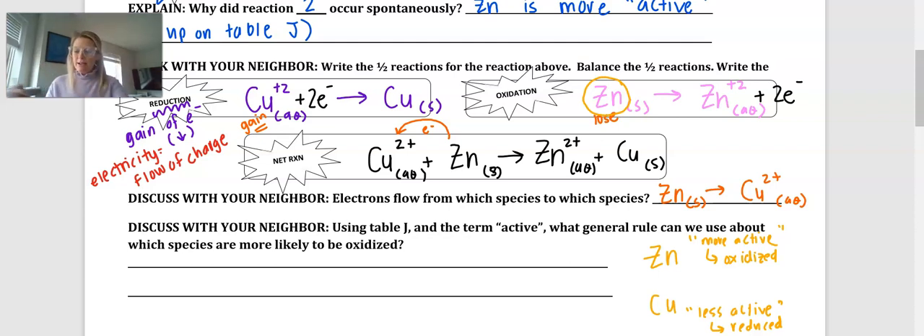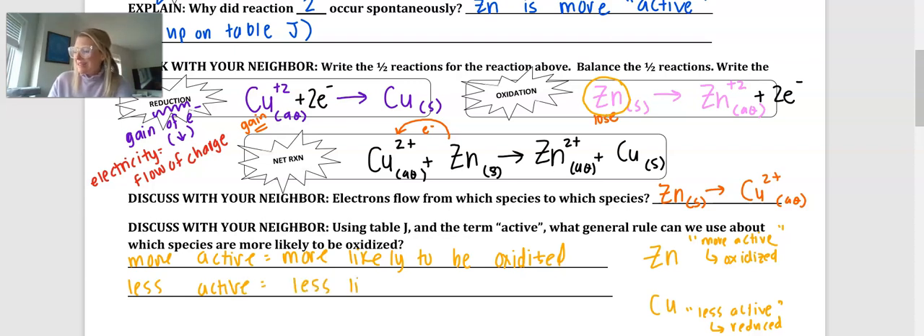So this should be a nice shortcut method now to double check if you're getting your oxidation reduction reactions correct. So more active equals more likely to be oxidized, and less active means less likely to be oxidized. I should not write it that way though, and let's call it instead more likely to be reduced.